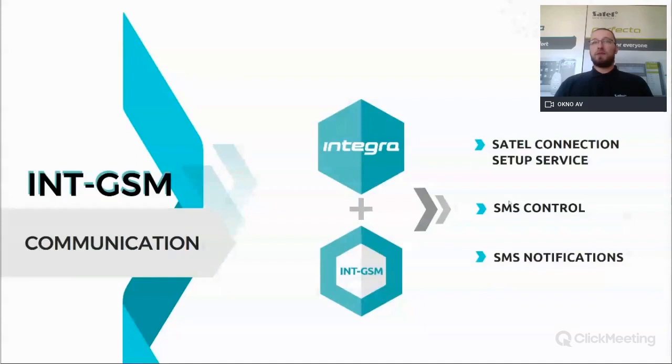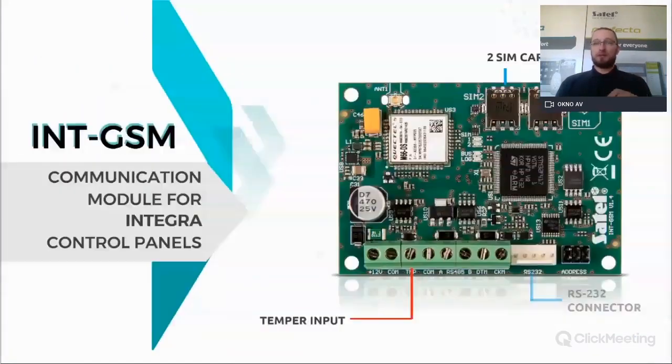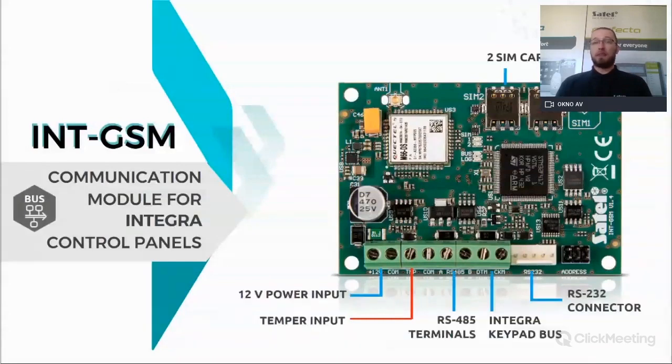So yeah, very important few things. First of all, you can use SATEL server for connection. So if you want to connect remotely without needing to put in the public IP address, ports, forwarding, etc., you can use a SATEL server for it. You are able to send control by SMS and receive SMS notification. CLIP also: with the new version of INT-GSM firmware, you can also use CLIP notification and CLIP control. And of course, you can use a mobile application for this with the Integra panel.